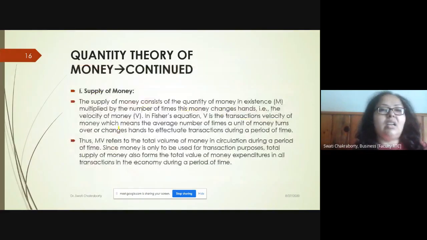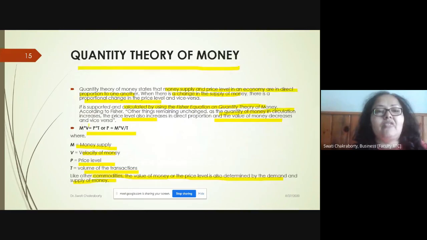Right, let's talk on the supply side. Supply of money consists of the quantity of money, M, multiplied by the number of times this money changes hands, that is the velocity of money. This is the supply of money. This is the supply side.